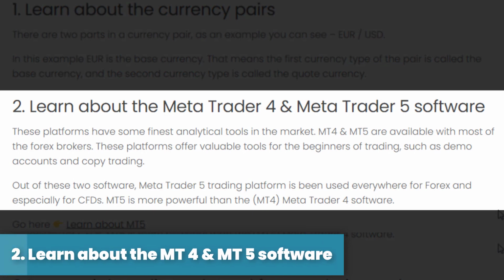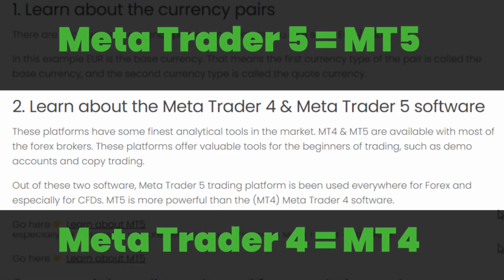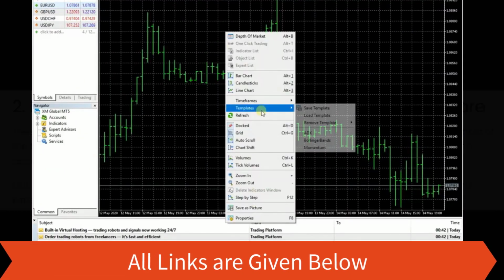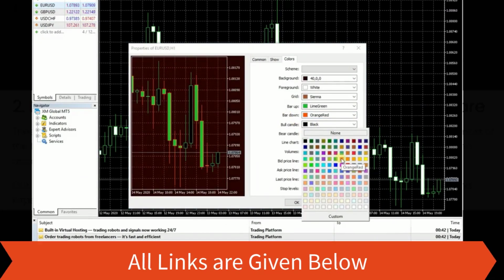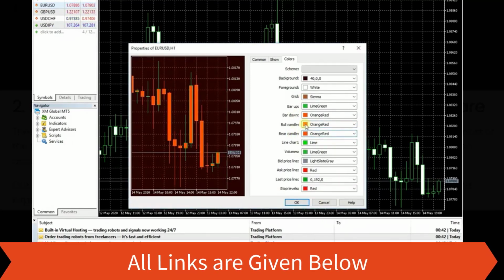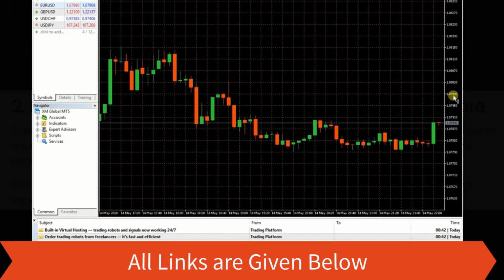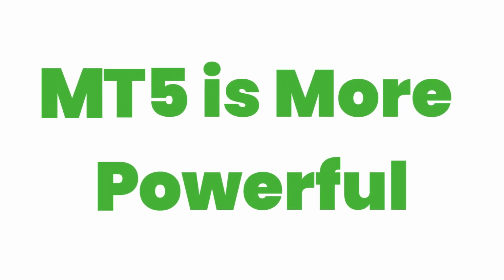Number 2. Learn about the MetaTrader 4 and MetaTrader 5 software. Usually, we call these MT4 and MT5. These platforms have some financial analytical tools. MT4 and MT5 are available with most of the Forex brokers. These platforms offer valuable tools for beginners of trading such as demo accounts and copy trading. Out of these two software, the MetaTrader 5 trading platform is being used everywhere for Forex and especially for CFDs. MT5 is more powerful than the MT4 software.